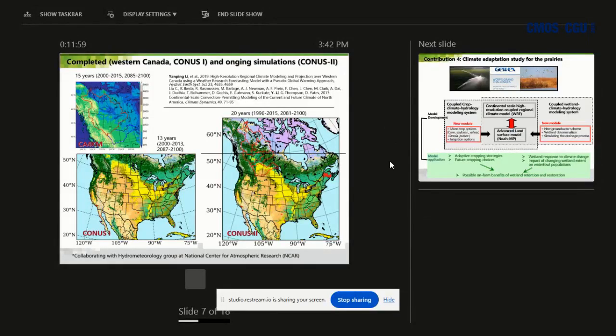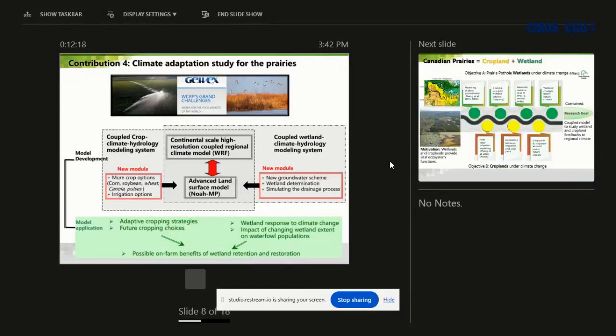And now it includes the northward shift of the storm track. So CONUS 2 and CONUS 1 differ not just in domain coverage, but also a little in the physics. Okay, so those are finished.